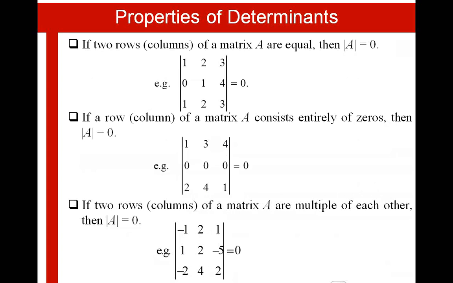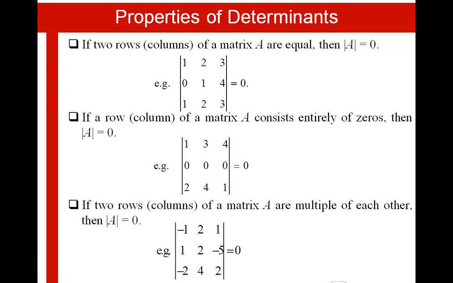If two rows or columns of a matrix A are equal, then the determinant is equal to 0. Example: 1 2 3, 0 1 4, 1 2 3. Here we notice that this is a 3 by 3 matrix, and the first row and the last row, the third row, are equal. Therefore the determinant is 0. Another property: if a row or column of a matrix A consists entirely of zeros, then the determinant of A is 0.